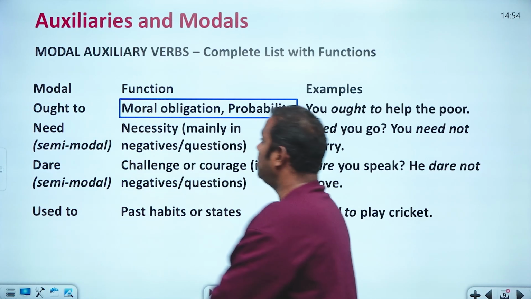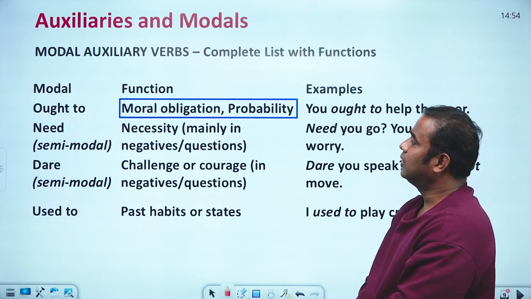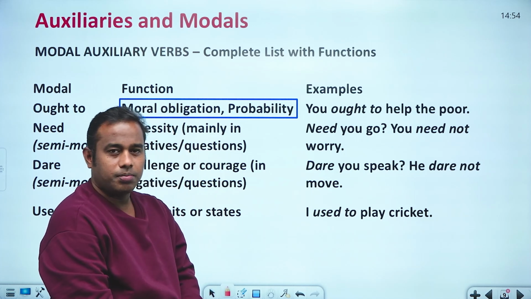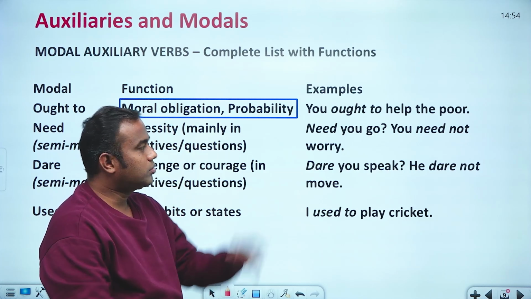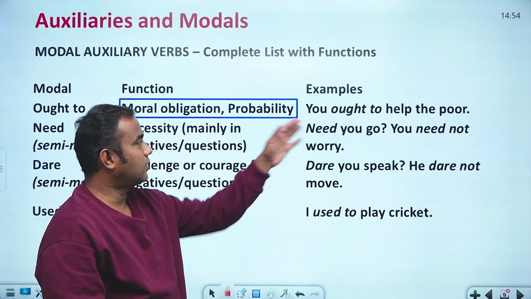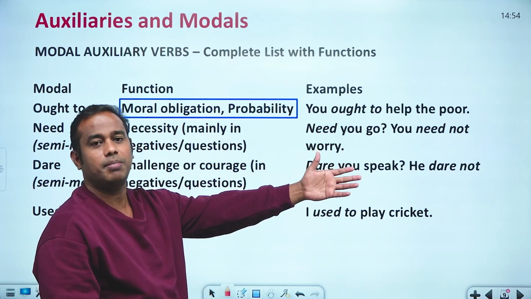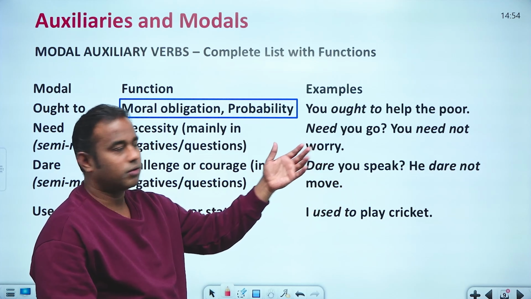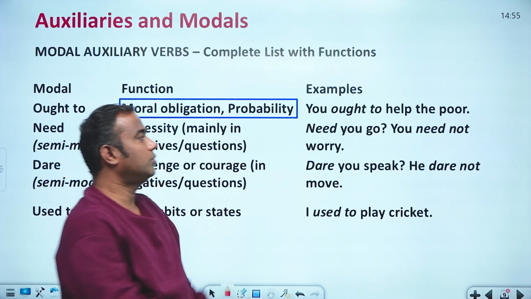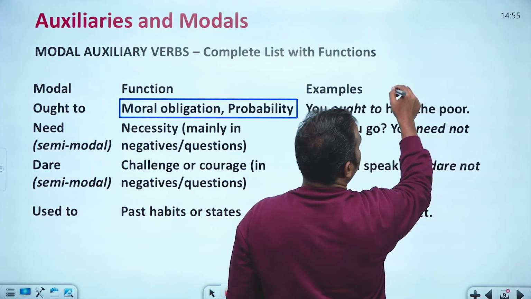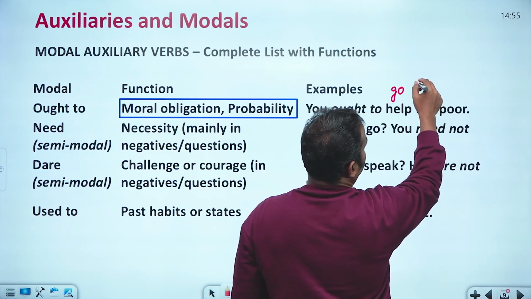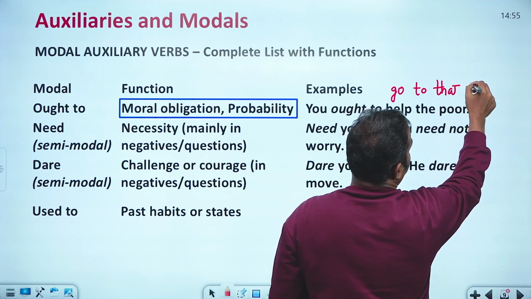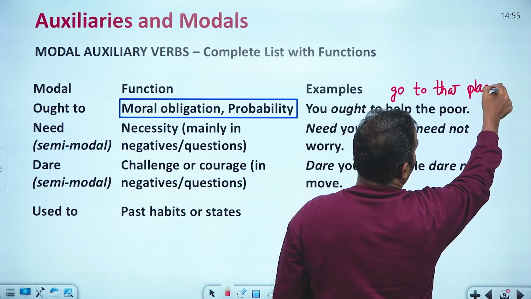Okay, what do we mean by moral obligation and probability? Moral obligation means here you ought to help the poor. Okay, so I ought to go to that place. Probability means you don't know that place and you are not sure whether you are doing it or not, but you are planning. So you ought to help the poor, you ought to go to that place, as your mom told you to do so, like this.